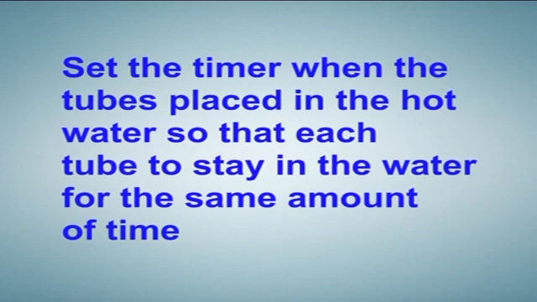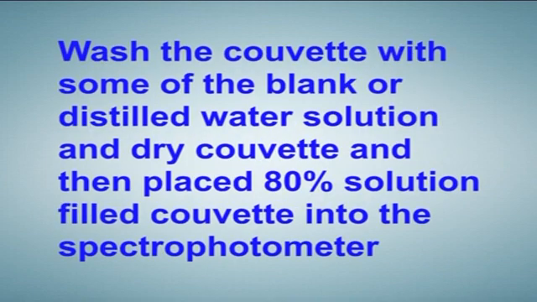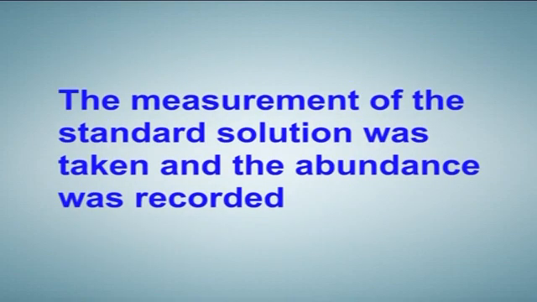Then place the test tubes in a boiling water bath for 5 minutes. Set the timer when the tubes are placed in the hot water so that each tube stays in the water for the same amount of time. Remove the test tubes from the boiling water bath at the proper time and quickly place them in an ice water bath for 10 minutes. Wash the cuvette with some of the blank or distilled water, dry the cuvette, and then place the solution-filled cuvette into the spectrophotometer. The measurement of the standard solution was taken and the absorbance was recorded.